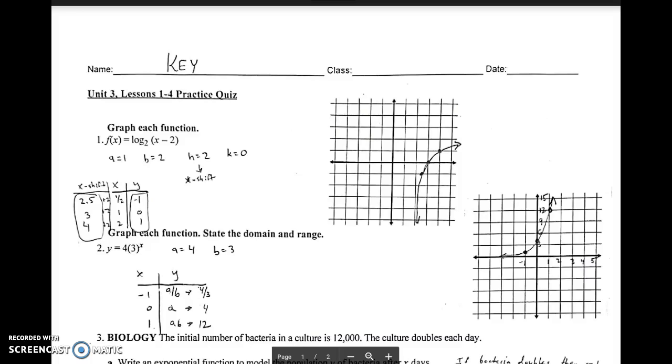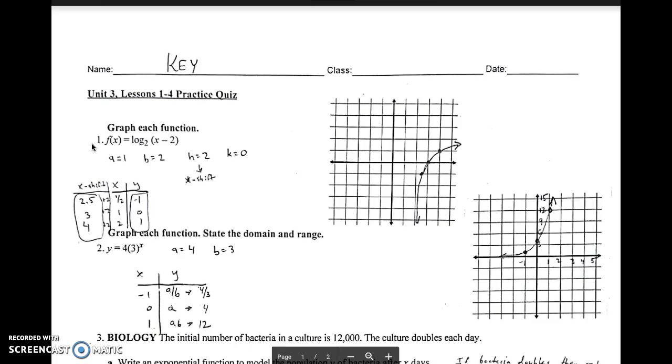We're looking at the Unit 3, Lessons 1 through 4 practice quiz answer key today. The first question is about graphing a log function. So this question would be from section 3 of Unit 3.